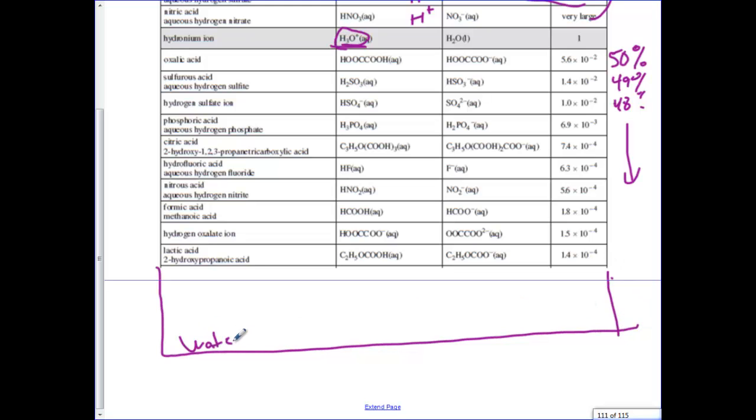Water. Does water have the ability to break up into OH negative and H plus? Yes, it does. We talked about this last day. But it does come back together too, by the way. But how often does it do this? Do you guys remember the number? 2 times in a billion.